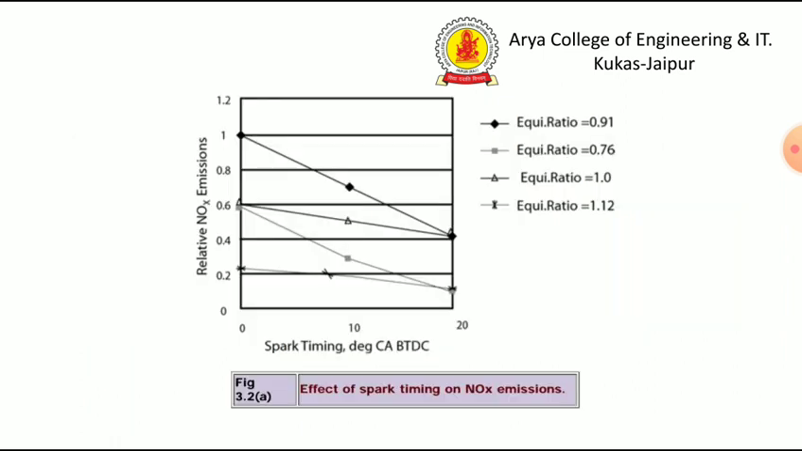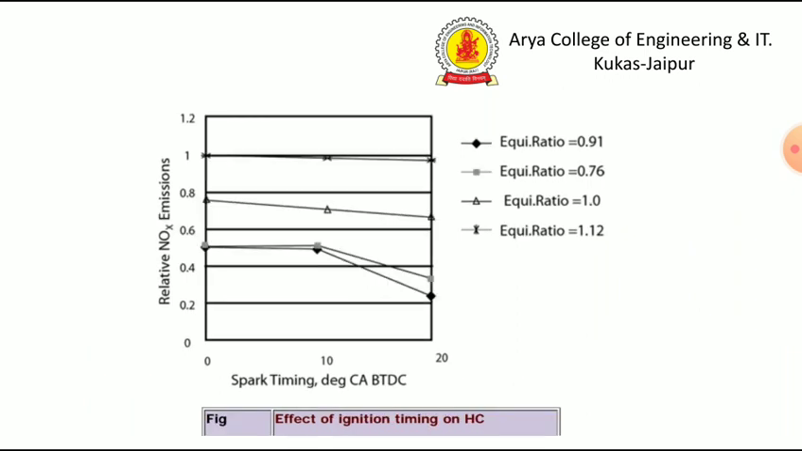This is shown in the graph, the effect of retarded ignition timing. It shows that at any equivalence ratio, with retarded ignition timing, the NOx emission is always decreased, and so is the HC emission.